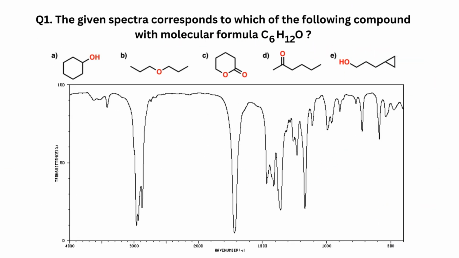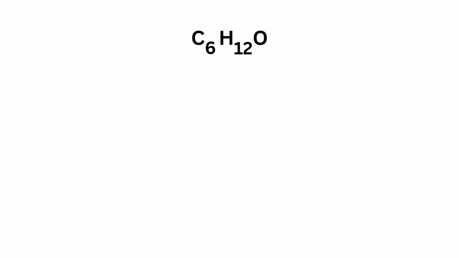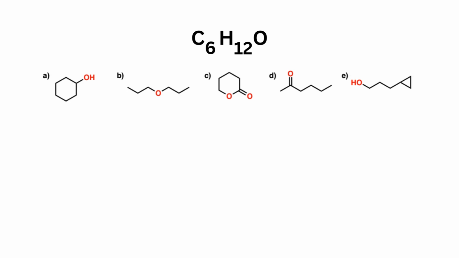In question number 1, the spectra, the structures of the corresponding compound, and the molecular formula are given. So first, on the basis of the molecular formula, which is given as C6H12O, there are 6 carbons, 12 hydrogens, and only 1 oxygen. Now let's see the given structures and count the number of elements present in each of them.